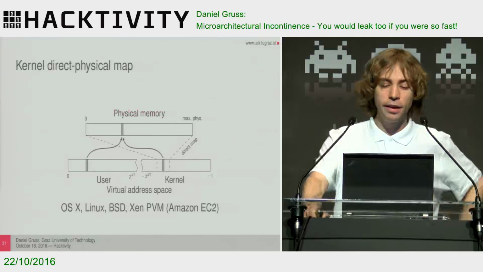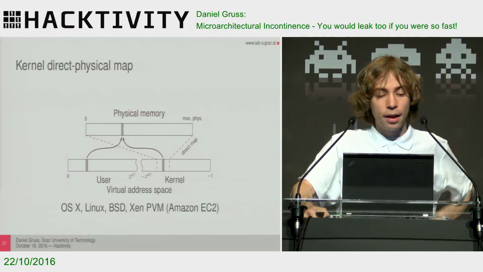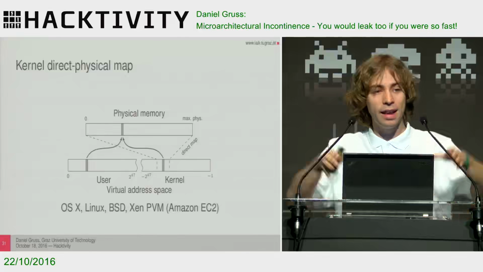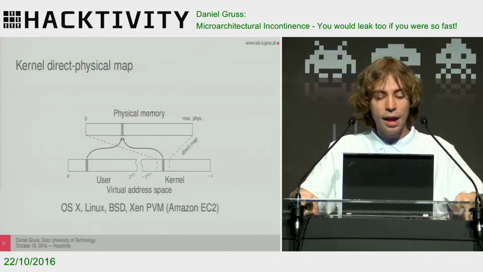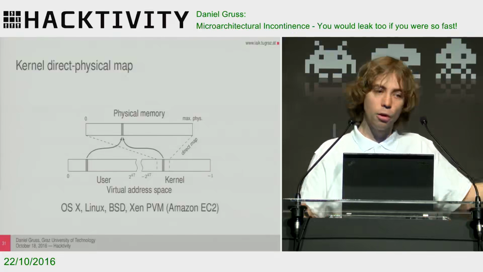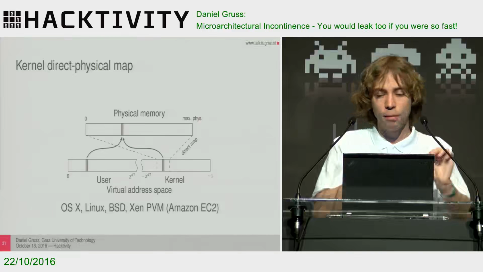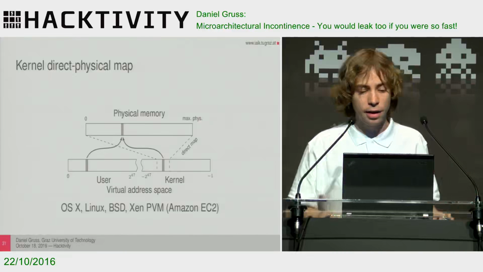Also in modern operating systems like OS X, Linux, BSD, or even in Xen, you have a kernel direct physical map. This maps the entire physical memory into the kernel address space. So for every page that you have in your user space, you also have one page in the kernel space that maps exactly the same location. And we will exploit that later on.